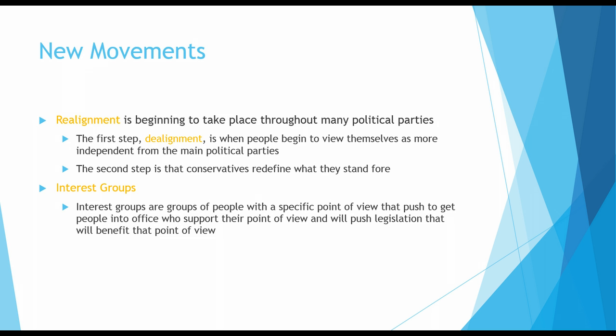When we look at some of the movements within democratic societies, there's some different things that happen. One idea is the realignment of political parties. So we're starting to see in a lot of democratic societies that different political parties are starting to take on different beliefs. In order for that to take place, the first step that has to take place is de-alignment. And this is when people begin to view themselves as more independent from the main political parties. So this is when you start to see a lot more people register themselves as independents within different political parties. And as that happens, political parties have to shift what they propose should happen in government in order to bring those people back into the parties.